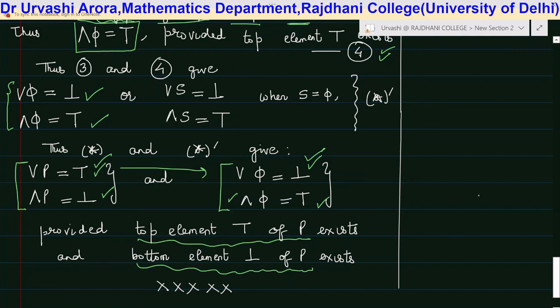So that was all about in this video, in which we have discussed what is the join of the whole set P, the poset P, what is the meet of the whole poset P, what is the join of the empty set, and what is the meet of the empty set.